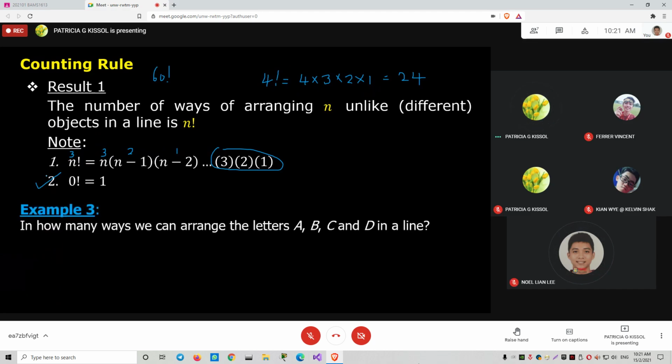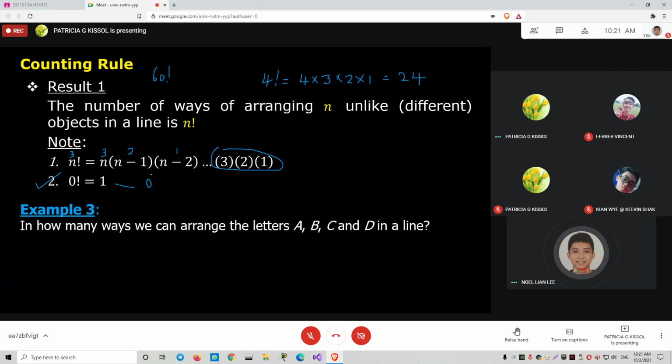So why is 0 factorial equal to 1? Because this is about counting. Factorial is about counting. So we still have a number, which is the 0. So counting, it still exists, the 0. So that's why it's 1.